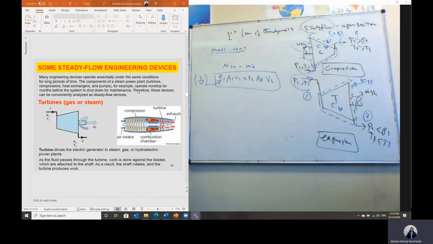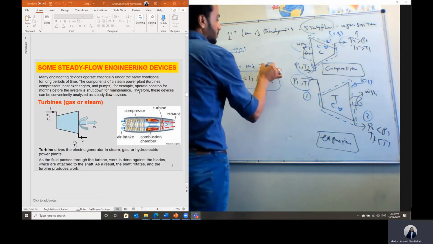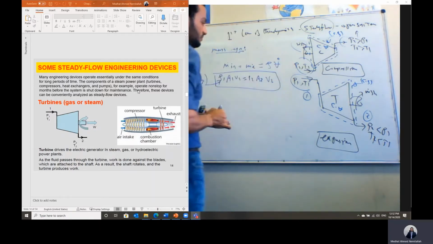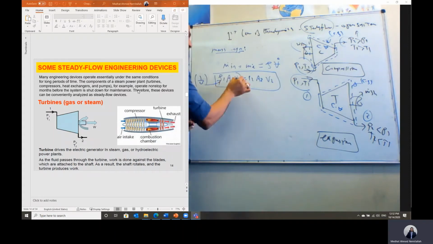Density is 1 over the specific volume, because in a steam turbine I don't have density in the table, but I have specific volume. And m dot is equal to density multiplied by the volumetric flow rate. Volumetric flow rate is area times velocity. Okay, we can apply the energy equation as well.